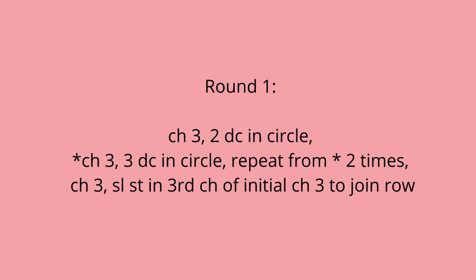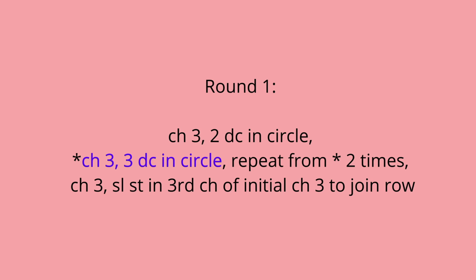Now you notice there's an asterisk before the next stitches. Then it mentions repeat from asterisk 2 times. This simply means that you will do the stitches mentioned after the asterisk 2 times. So basically, you will do 3 chains, then you will do 3 double crochet in the foundation circle. This is your first time doing the stitches after the asterisk. So now you have to do it a second time, which means you will again do 3 chains and then do 3 double crochet in the foundation circle.